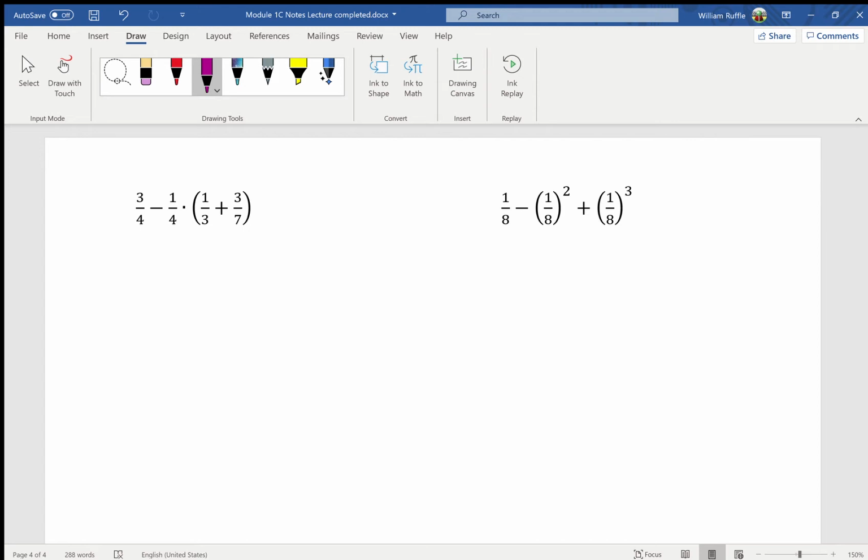So, order of operations, we're going to do the parentheses first. So I got to do 1/3 plus 3/7. Now, 3 and 7, the common denominator is going to be 21. When I multiply, I'm going to times 3 times 3, so that's 9. This has got to be times 7 times 7. That's 7. So I get 7 plus 9 is 16 over 21.